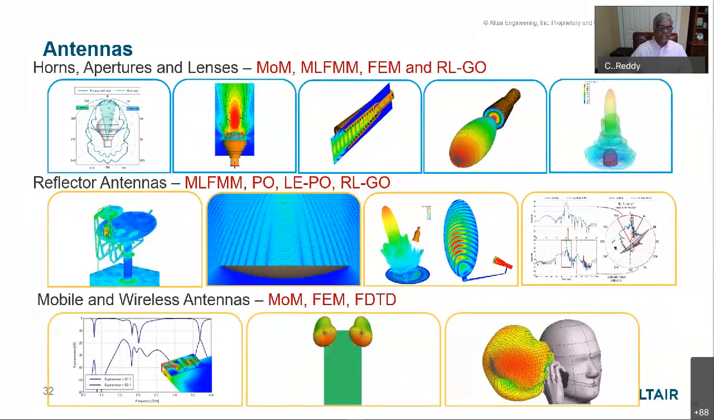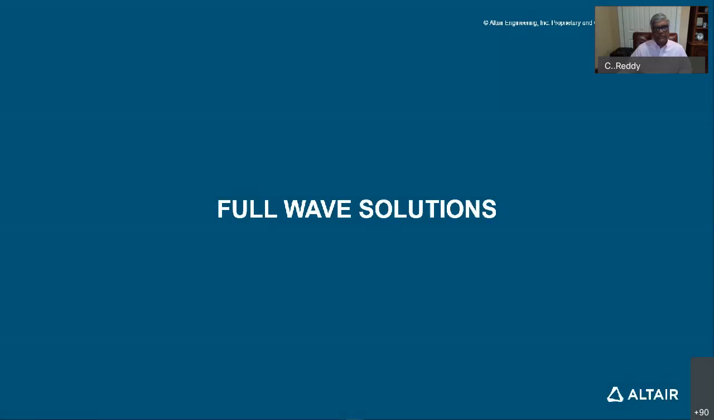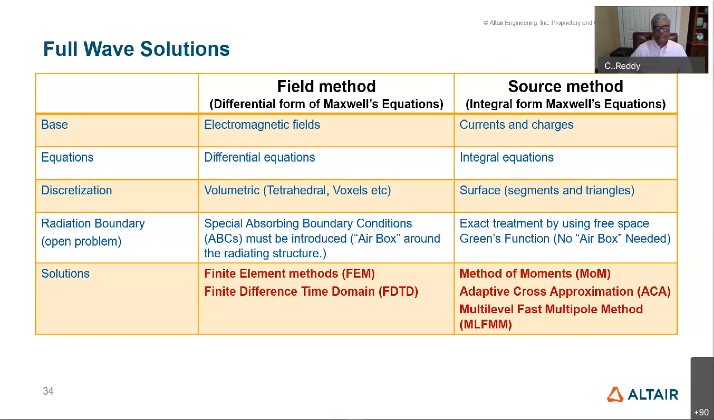Now we can see the picture, I guess. So with the different methodologies that are available, you should be able to solve different types of problems, including the lens antennas here, reflector antennas, as well as mobile and cell phone antennas also. So let's take a look at the full wave solutions to start with.